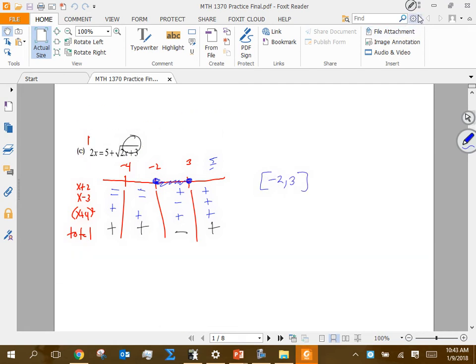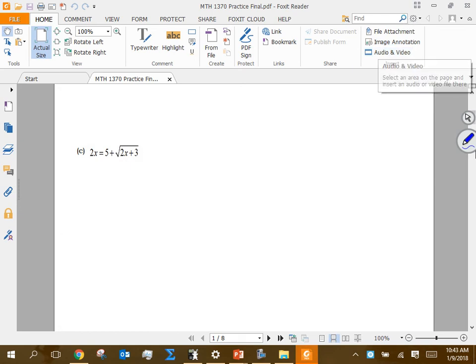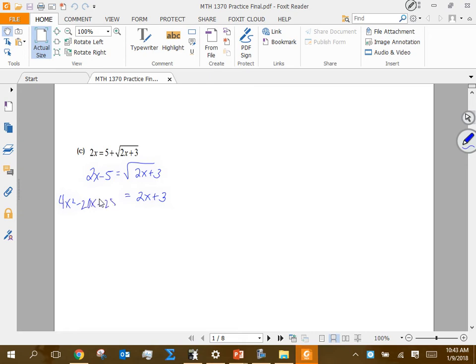The last one on the first page. It's a root equation. Root equations, you're going to have to square things, but we have to isolate the root before we can do that. So I get that. Now I'll square both sides. So squaring both sides makes the right side 2x plus 3. Makes the left-hand side 4x squared minus 20x plus 25.